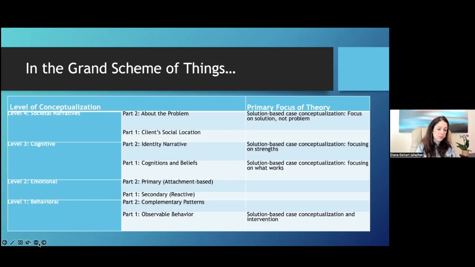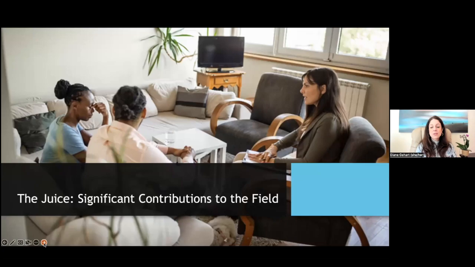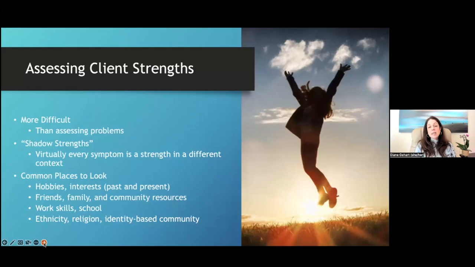Okay, so let's look at their significant contribution to the field, the juice, as I like to call it. So I think by far the most important thing that every clinician out there needs to know is how to assess for client strengths. Because the truth is, it is far more difficult than assessing for problems. And most clinicians do not get this, and most clinicians are terrible at assessing strengths.